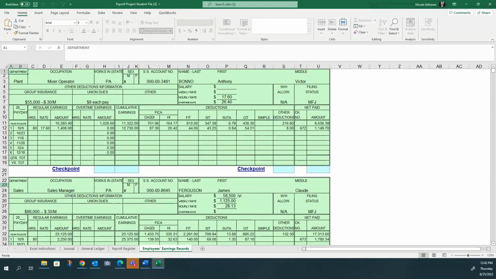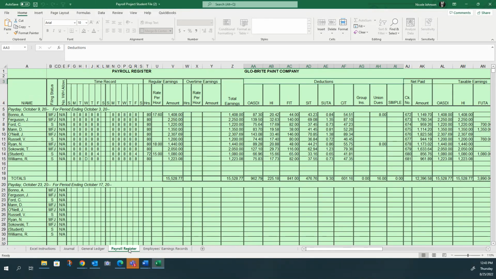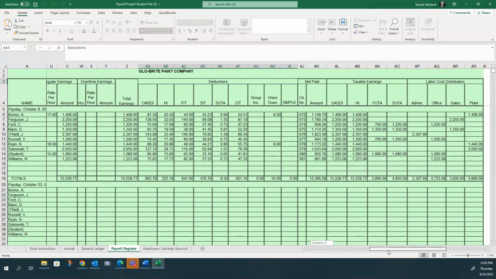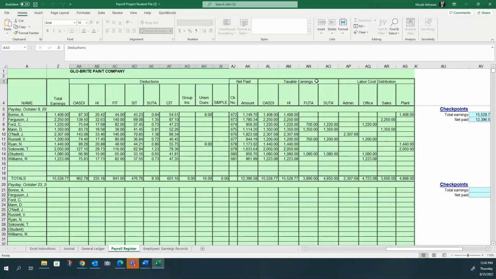In the Payroll Register tab, scroll over to the taxable earnings column. You'll enter the taxable earnings of $1,408, and you'll multiply the total earnings of $1,408 by the rate of 0.062 to arrive at the OASDI tax of $87.30. Remember to check each employee's cumulative earnings to be sure that no employee has exceeded the threshold.